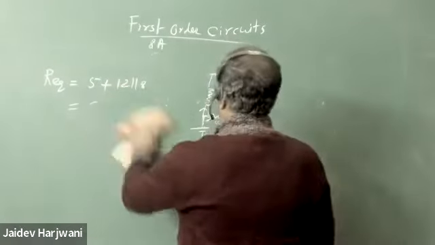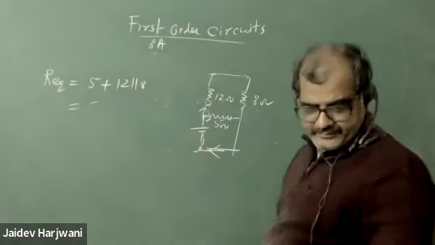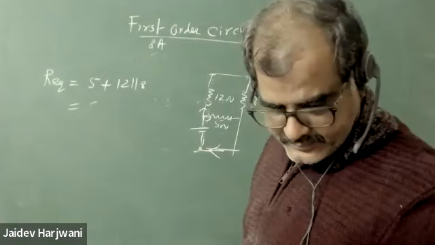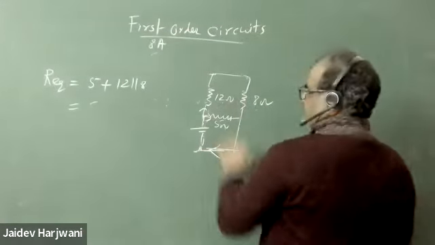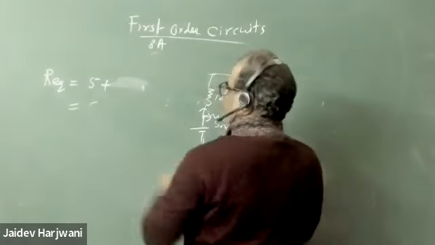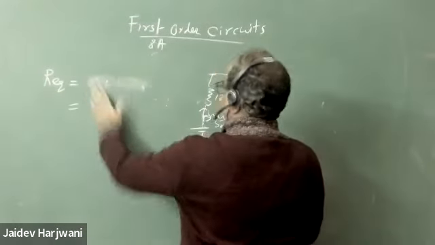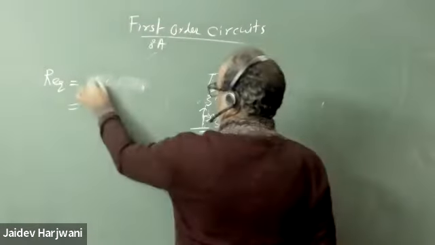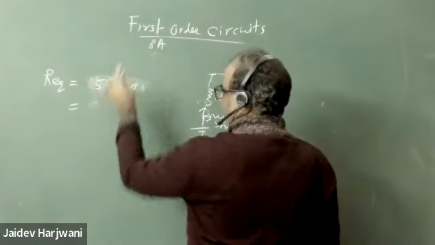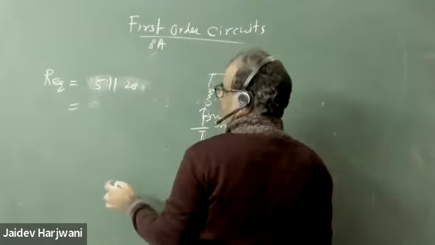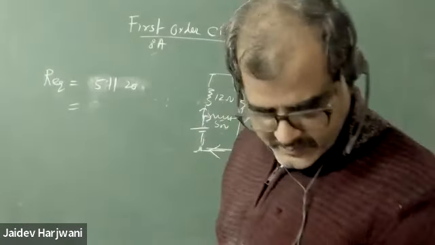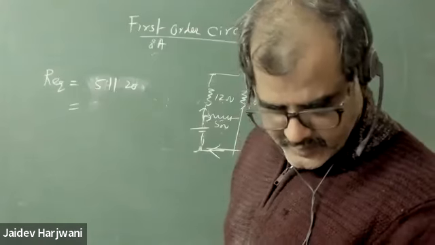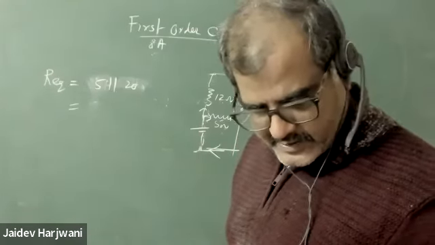Yes, what you're saying? So 12 and 8 are in series, and 20 and then they are in parallel to 5. So what I'm doing, I'm writing like this. This 12 in series, 20, and this is 20. Like this, you're saying? Yes, sir. Okay, calculate and tell me what is coming now.